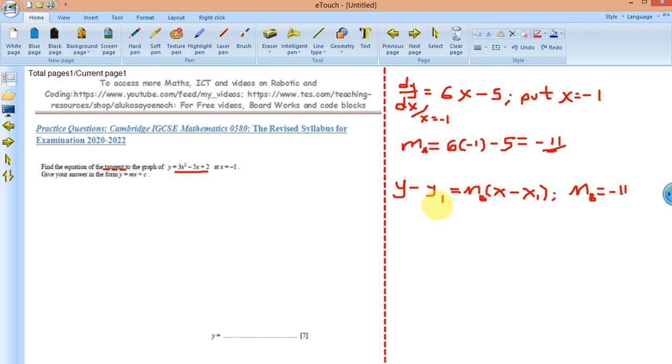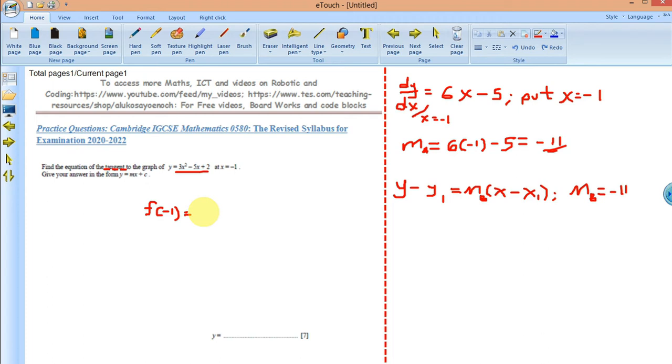Now the next thing is the point. It passes through what point? At x equals minus 1. So what is the y coordinate? Go ahead and find f of minus 1 from the original function. So that should give me 3 into minus 1 squared, minus 5 into minus 1, close the bracket, then plus 2. So that gives me what? That gives me 10.